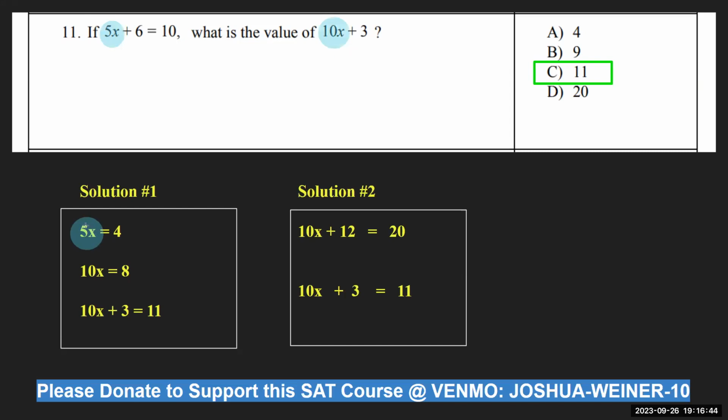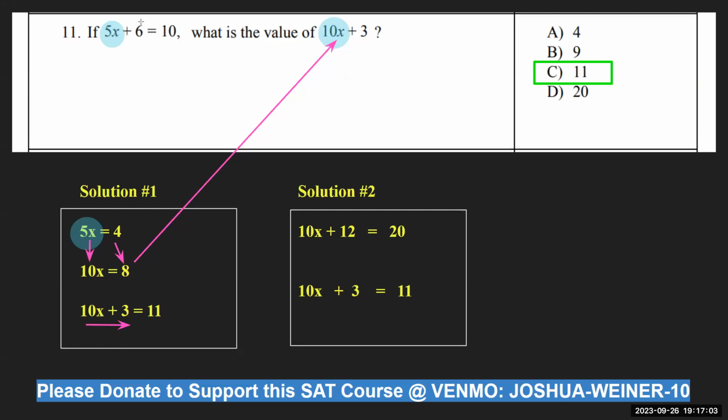All right, student number one noticed that 5x was in the equation, but the expression said 10x. So just like you said, they said 5x equals 4. But then they said, oh, okay, I'll multiply by 2 to get a value of 10x. Then you know that 10x is 8, and then just add 3 and done. The correct answer was C, just like you said.